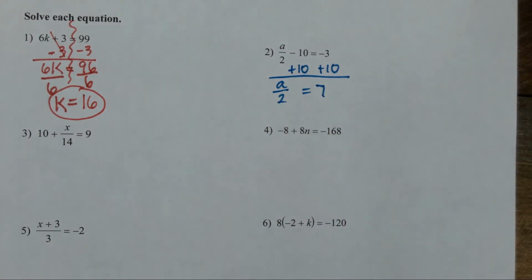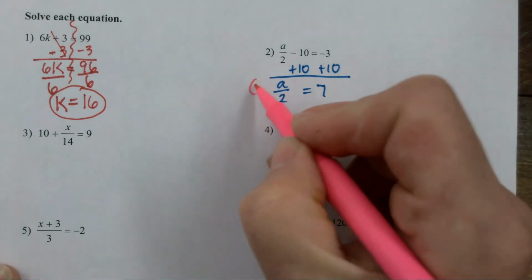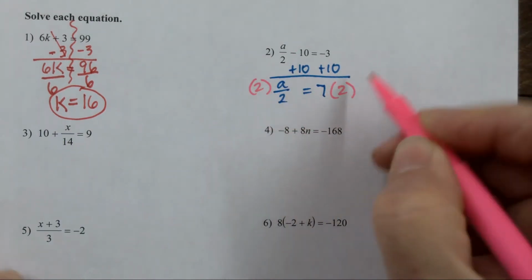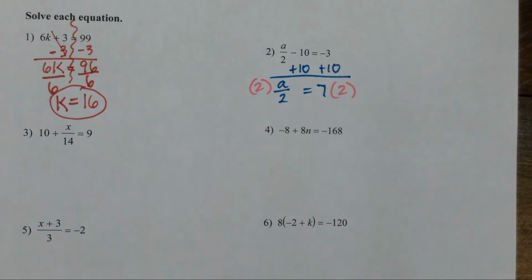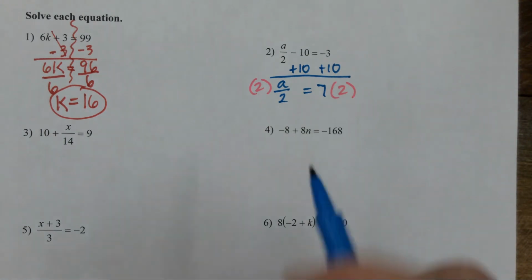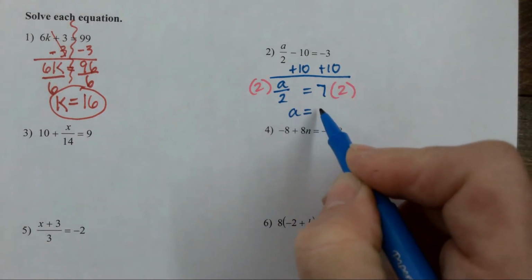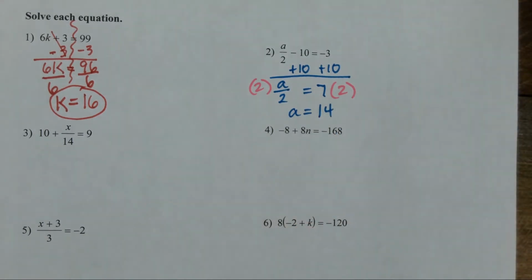What's the opposite of division? Multiplication. Go ahead and multiply. What do we end up with? Beautiful. A equals 14.